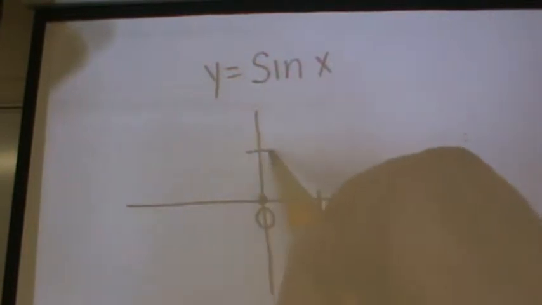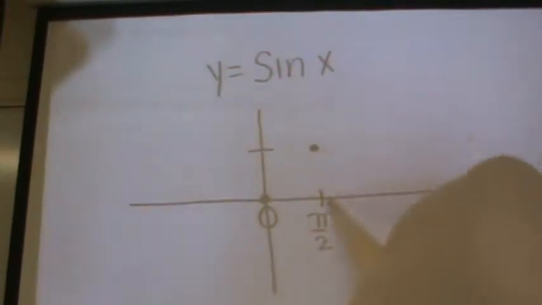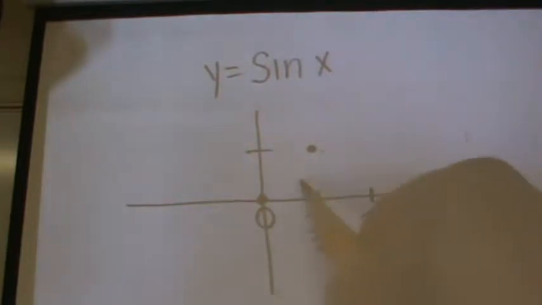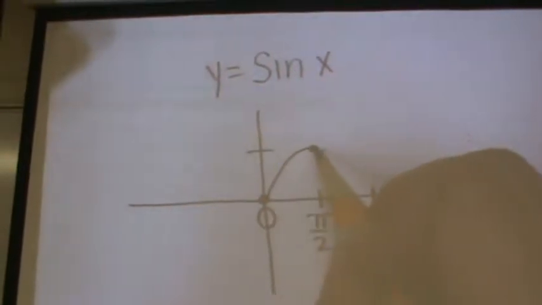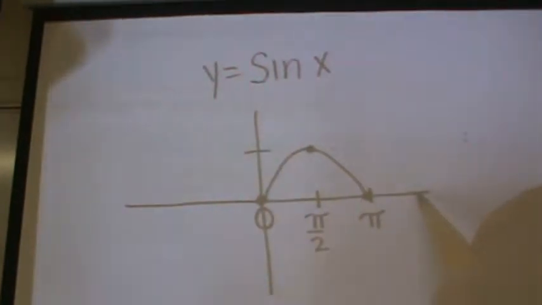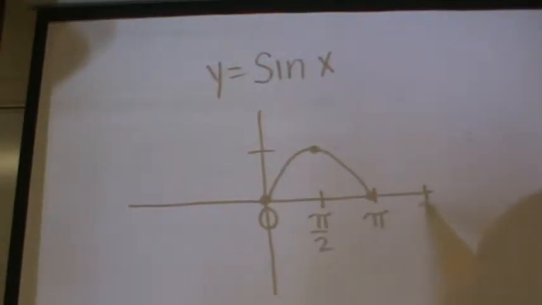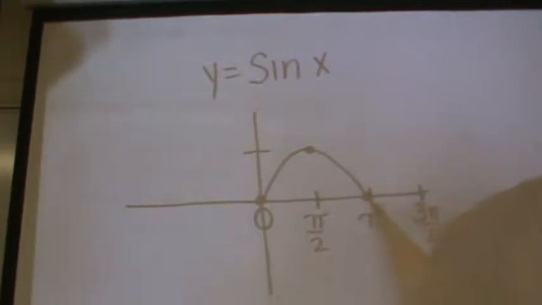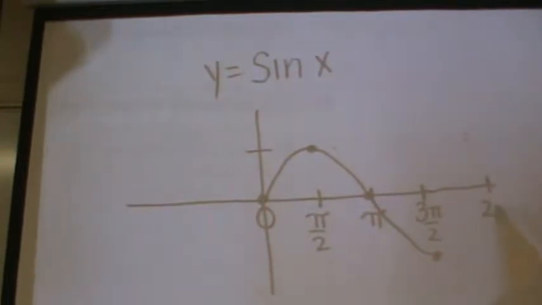Pi over 2, what are you going to do? On one, you go above. Then what's this next number? Pi. So it goes on, above, on. Then what's this number right here? 3 pi over 2. And that's below. Then it goes below, and then what? 2 pi is on.